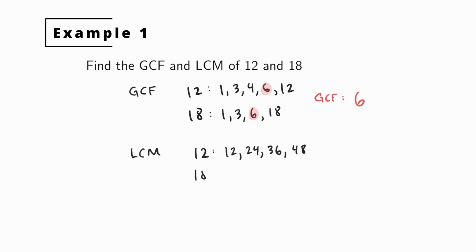So for 18, it would be 18, and then 18 times 2 is 36. And now you have a number in common in both, right? We have 36 in both lists. Because you're looking for the least common multiple, you want the smallest number that's in both lists. And that's it. So the least common multiple is 36.